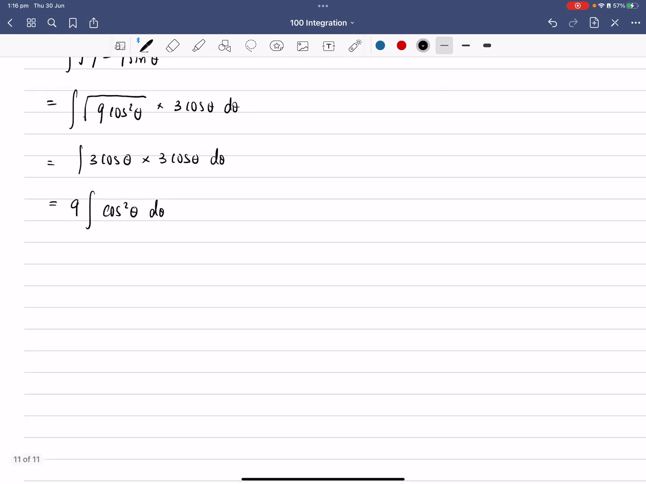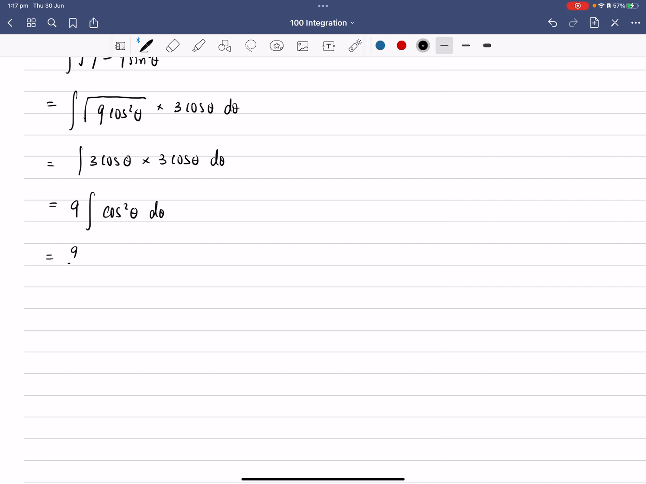So cos squared theta to integrate is actually pretty easy. We use the double angle formula, so we can change that into 9/2, which is like a half, and that becomes half 1 plus cosine 2 theta here, d theta. And now from here, we should be able to just integrate. Okay, but you need to remember this. We still haven't finished the question. We need to find out what is the value of theta here.